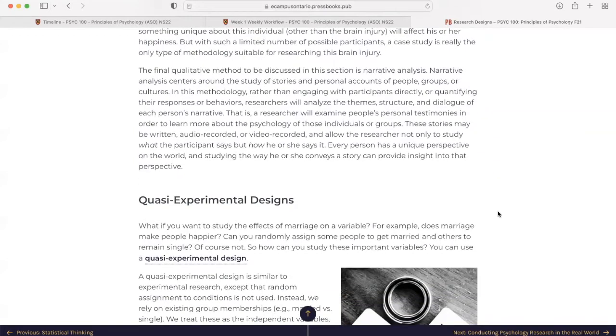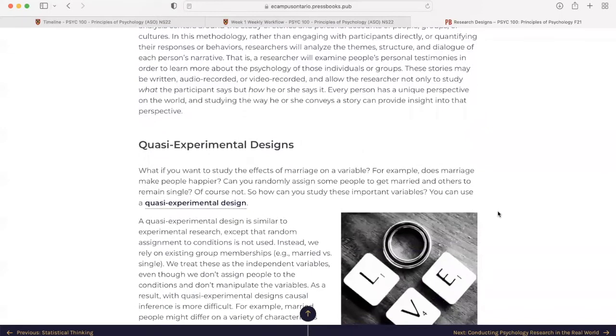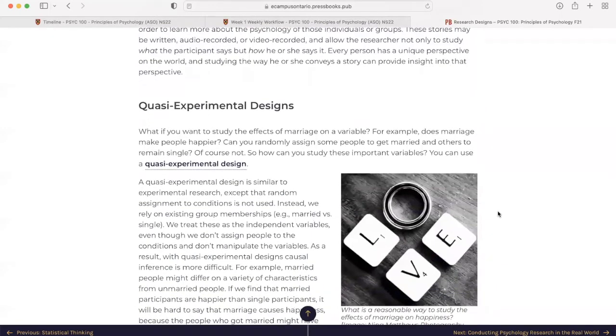Quasi-experimental designs. What if you want to study the effects of marriage on a variable? For example, does marriage make people happier? Can you randomly assign some people to get married and others to remain single? Of course not. So how can you study these important variables? You can use a quasi-experimental design.